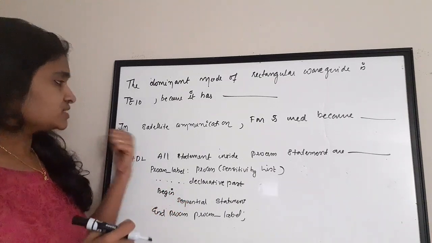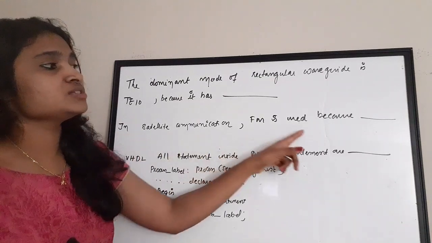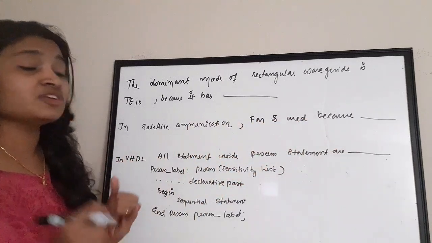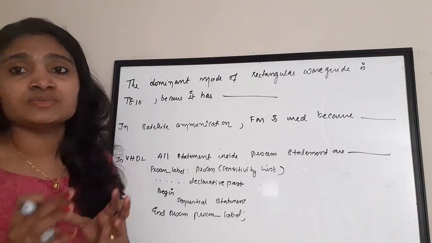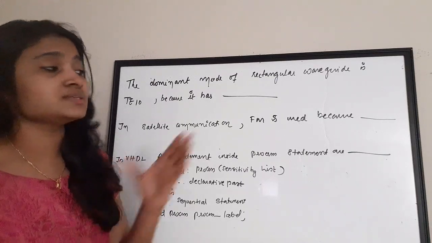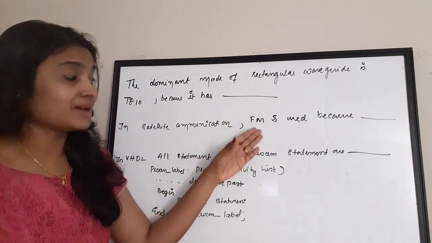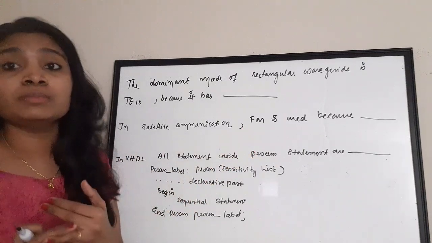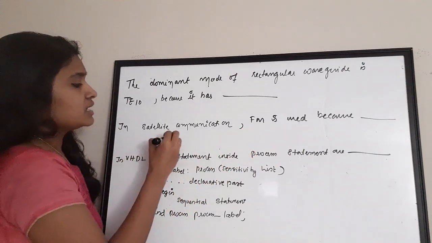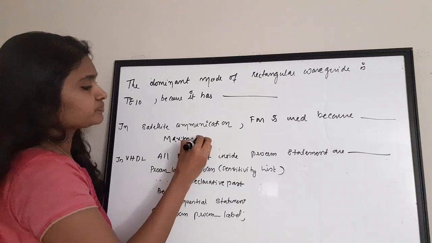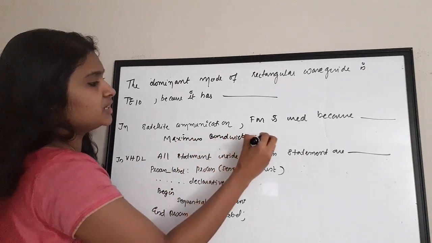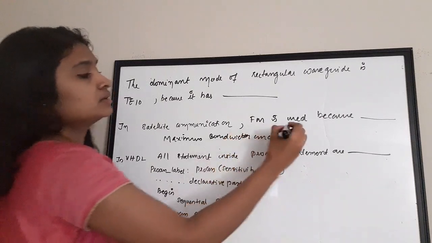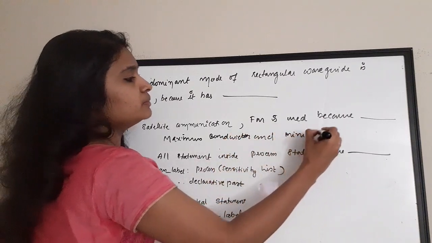Okay. So next question, in satellite communication, FM is used because dash. FM means frequency modulation. In satellite communication, we go for frequency modulation because it is having maximum bandwidth and minimum noise. Okay. Answer is it is having maximum bandwidth and minimum noise is the correct answer.